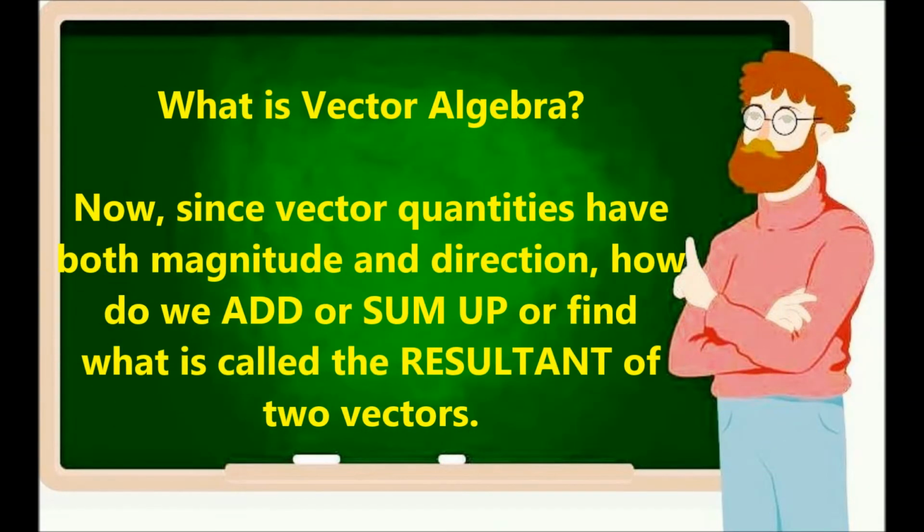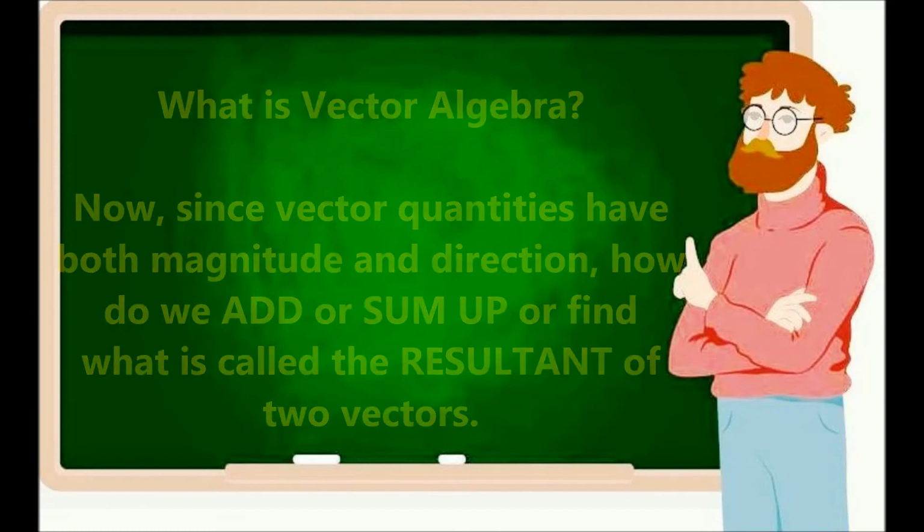Now the next section is vector algebra. This is not like ordinary algebra where you add, subtract and multiply. Since vector quantities have both magnitude and direction, how do we add them, or sum them up, or find what is called the resultant of two vectors?